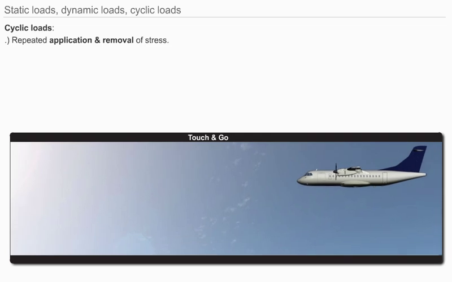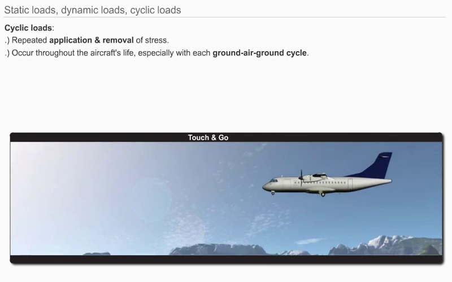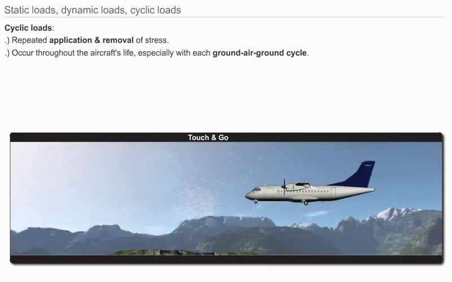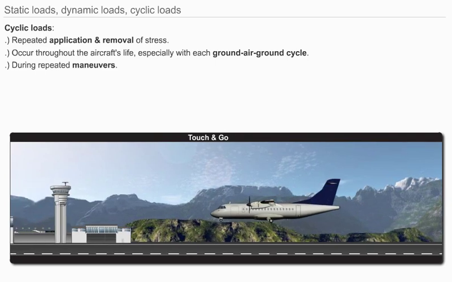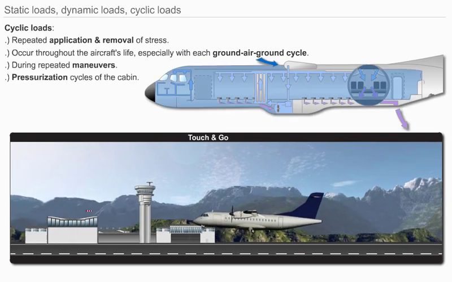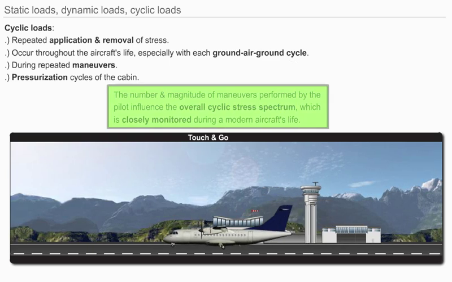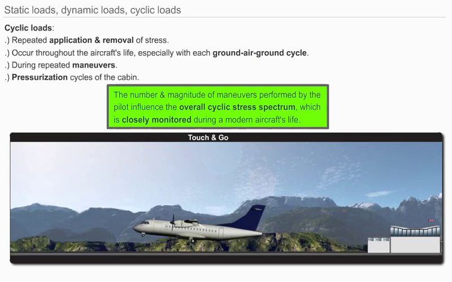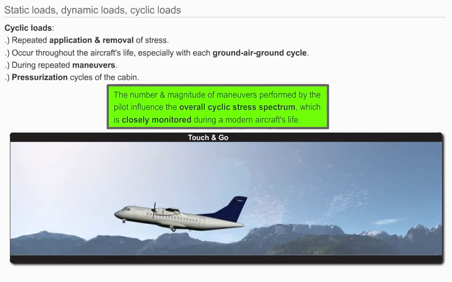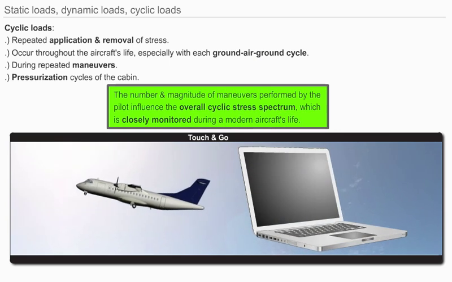Cyclic loads are repeated application and removal of stress. They occur throughout the aircraft's life, especially with each ground-air-ground cycle and during repeated maneuvers or during pressurization cycles of the cabin. The number and magnitude of maneuvers performed by the pilot influence the overall cyclic stress spectrum, which is closely monitored during a modern aircraft's life.